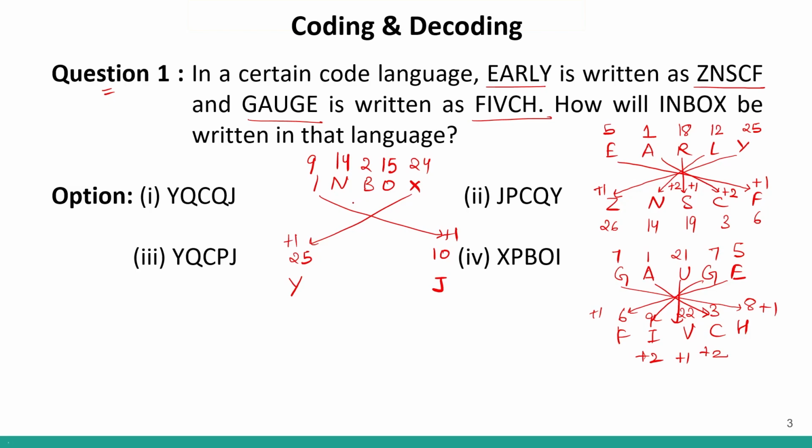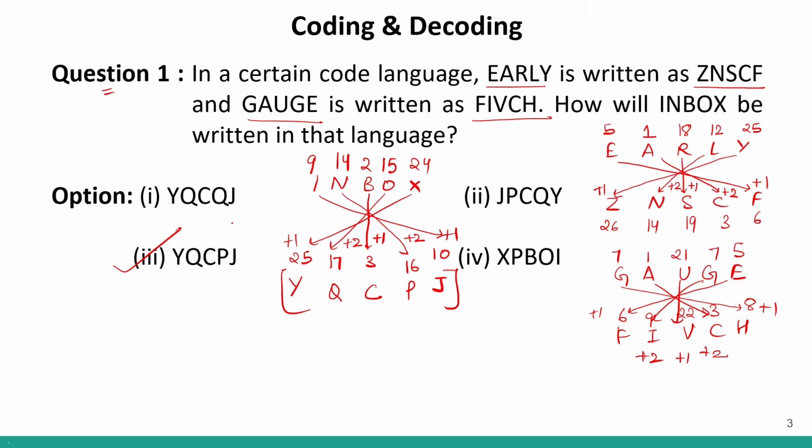Okay. Then from N also I'll move 2 positions forward now. So I'll get 16. Correct? And from O also I will move 2 positions forward now. So I will get 17. At 17th we have Q, and at 16th we have P. Now from B I'll move 1 position forward. So I'll get 3, which is C. So my code will be YQCPJ, which is given in option number 3. So option number 3 will be the correct answer to this question.